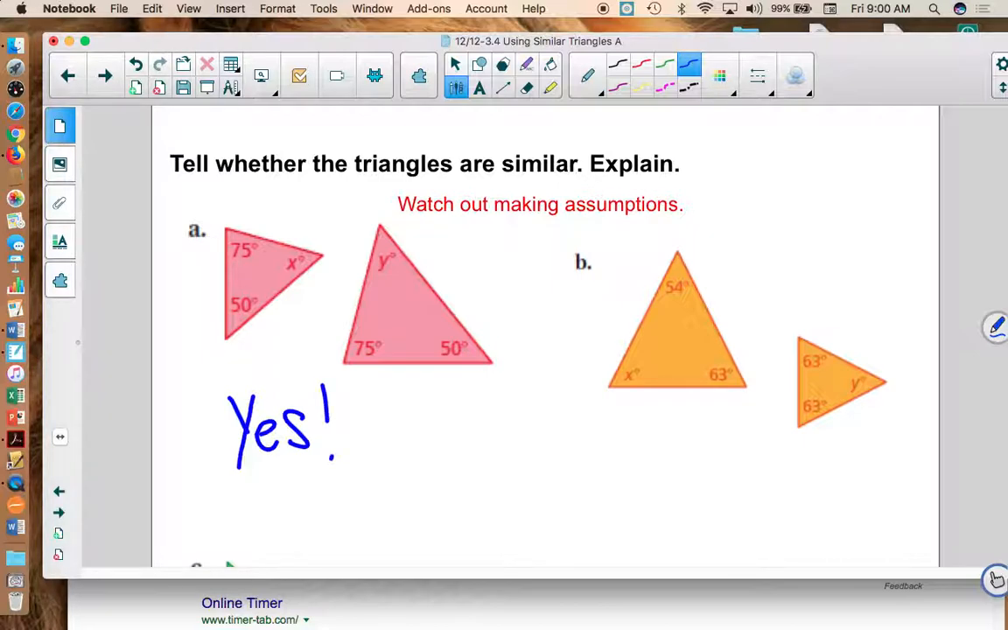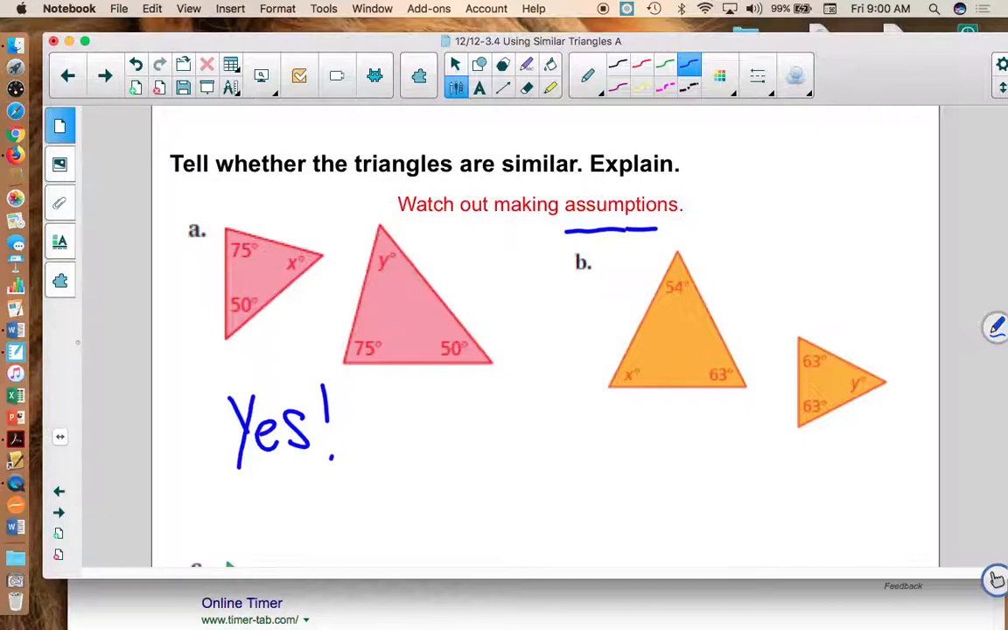What about B? Are the two triangles similar in B? And you have to be able to defend it. Natalie? No. Okay, why do you think they are not? Tell me how you know it. Okay, because you didn't do anything, you're just looking at them, so you're making an assumption, right? Don't make assumptions. Make sure that you know. Ridley? No, because that one has 54 and 63, and the other one has 63 and 63. Well, why couldn't that be 63? Unless you've done something, you can't tell me whether it is or not.